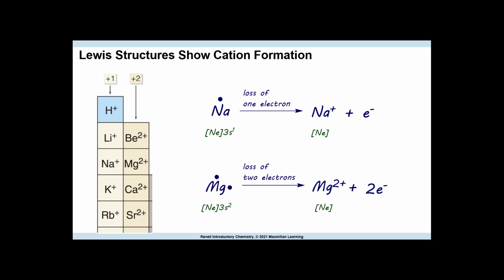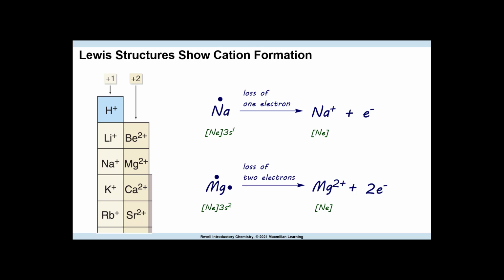The Lewis structure shows cation formation. Looking at a Lewis dot structure, sodium begins with 1 electron in its valence shell. We're looking at group 1, and all of those lose 1 electron. When sodium loses that 1, it attains the same electron configuration as neon, which we already discussed. Because it loses 1 electron, it now has a +1 charge.